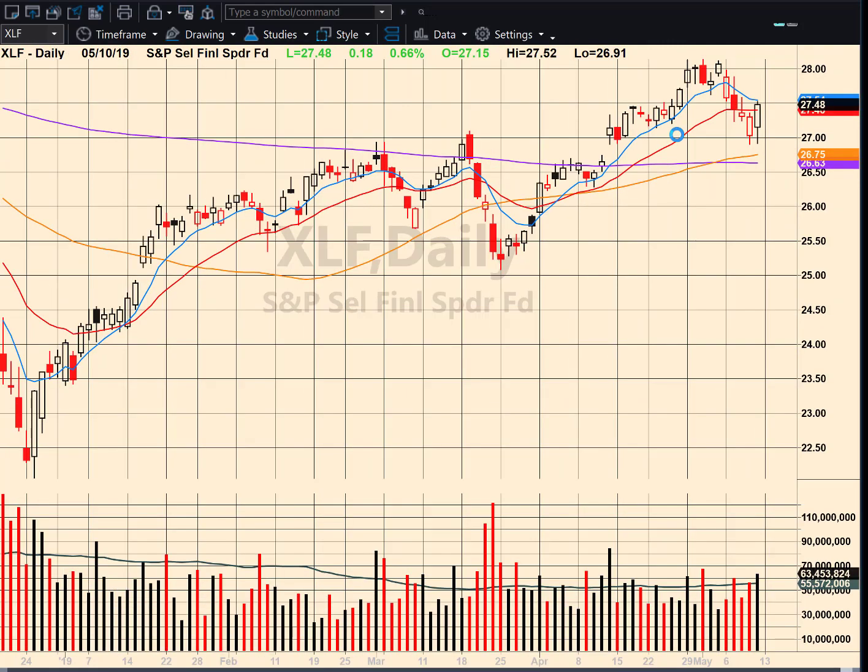XLF, banking ETF. Good day on Friday. It was up about 0.66%. It's only barely below its 8-day. So of all the ETFs, this one's holding up the best right now, the banks. If the banks lose the 50 and the 200, which are sort of commingled there around 2660 something, then the target is the most recent swing low. How about Apple?